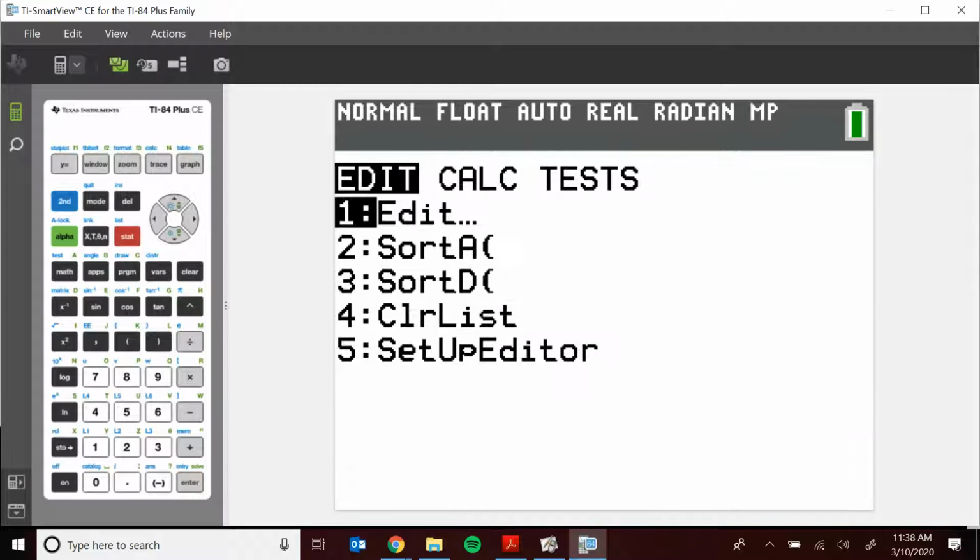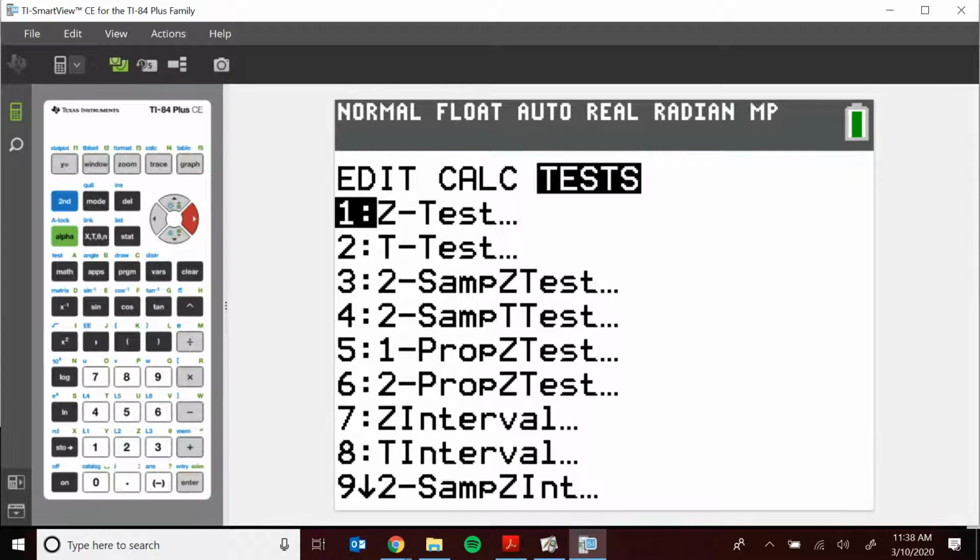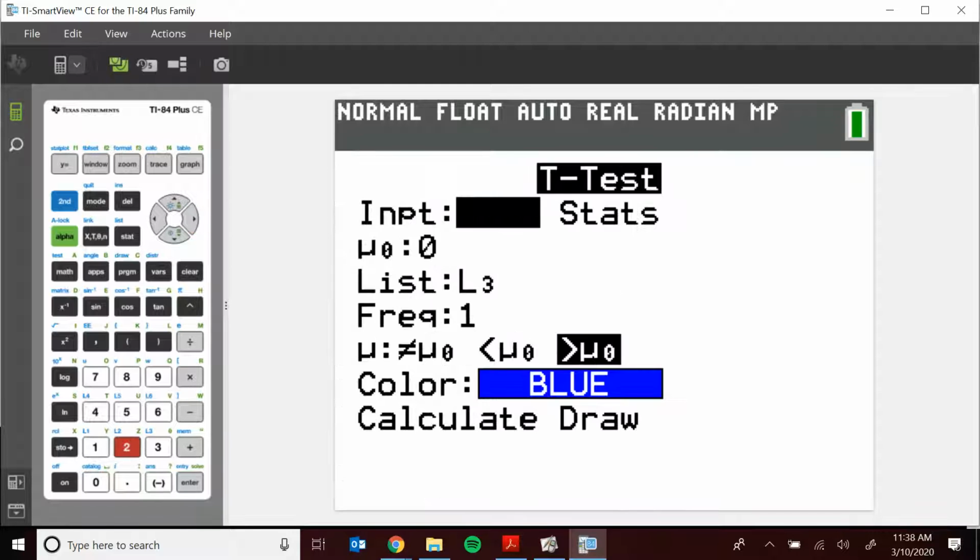So stat over to tests, and since all we're interested in is that one mean of list 3, I'm going to do number 2, which is a t-test. See, that's what's interesting about these paired data: I'm interested in just one mean of their differences. So number 2, where it says t-test.